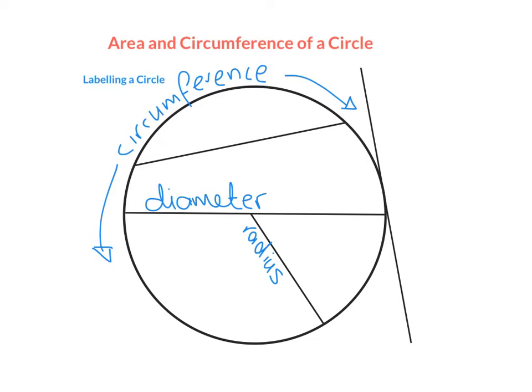Okay. Other things that you will need to know: this little slice, I think of it as a slice of pizza or a slice of pie, that is called a sector. And the line that goes from one side to the other but does not go through the middle is called a chord. And the slice that's been cut off as a result is called a segment.